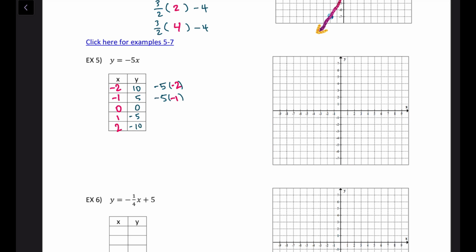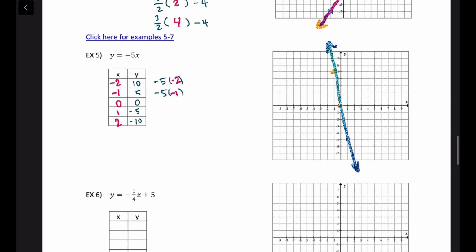So to our graph, -2, 10 is off the graph, so let's do -1, 5. And then 0, 0 is right in the middle, and 1, -5. And they are linear. And make sure you have arrows on the end. All right, just a couple more.